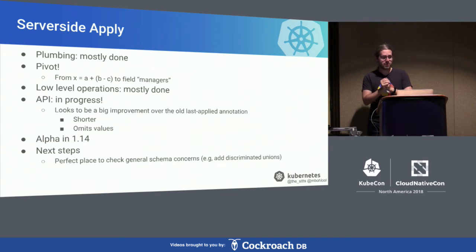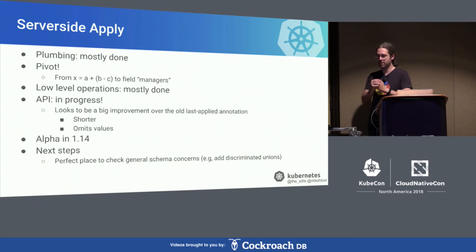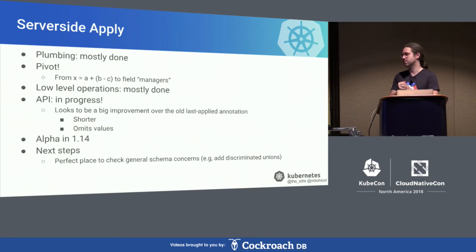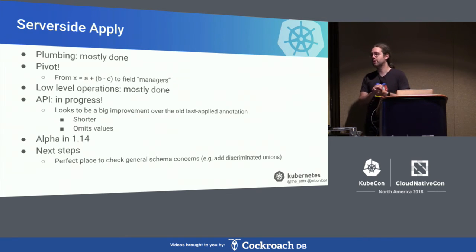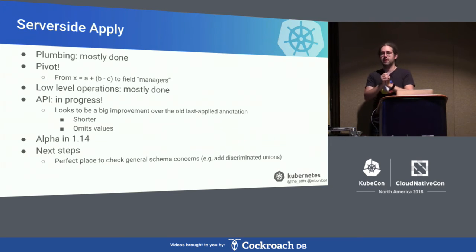Next steps. What are we going to do in the future? Well, I think it's really nifty that as soon as this merges, we're going to have this great entry point into a subsystem that understands the object schema and what the user is trying to do to it. An example of a really useful thing we could do here that we didn't have the ability to do before, at least not in a clean way, is add something like discriminated unions. Brian Grant has frequently talked about this idea that it would be great if we had a discriminator field that told you which of the other fields was the one you intended to use.